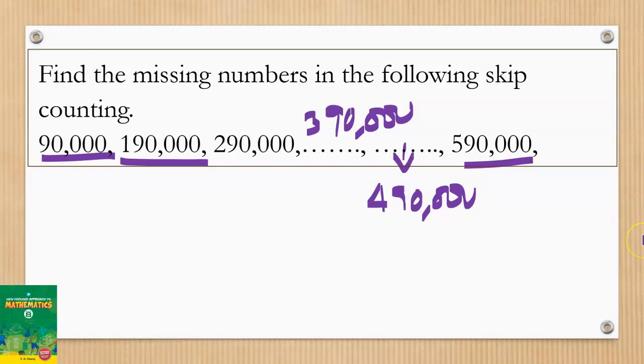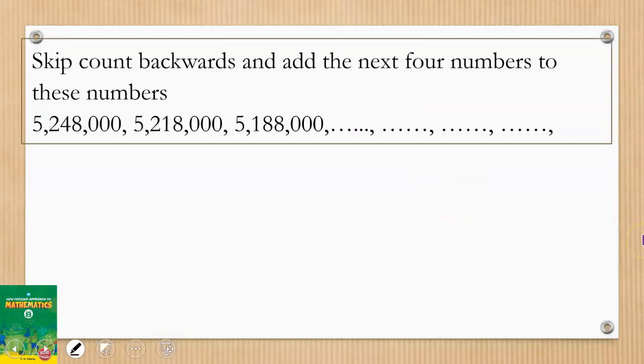Good. Now we take another example. This time around, we want to do a backwards skip count. So skip count backwards and add the next 4 numbers to these numbers. From the first number to the second number, what is the difference? Because you're talking about backwards, it means the second number should be less than the first number. So the question is, what is the difference between the two? The easy way out is to do subtraction.